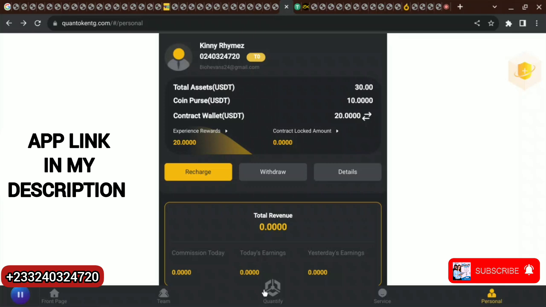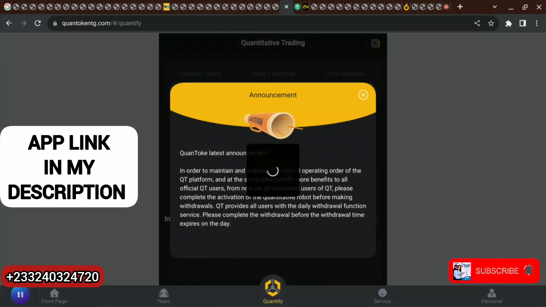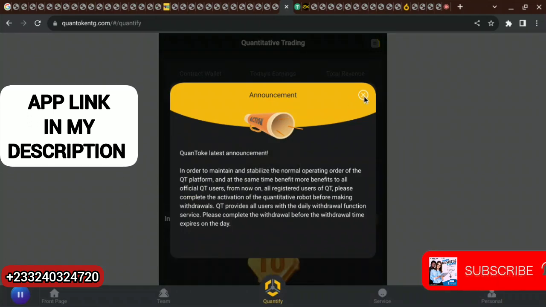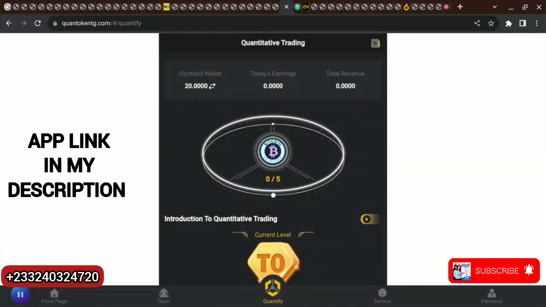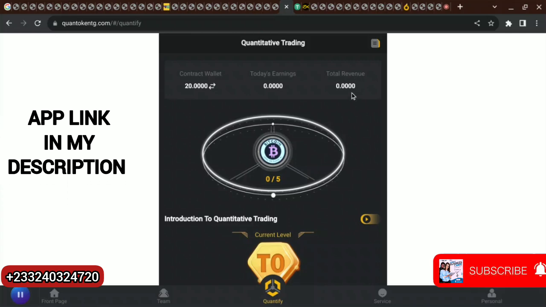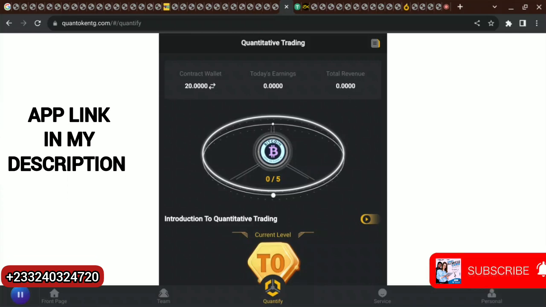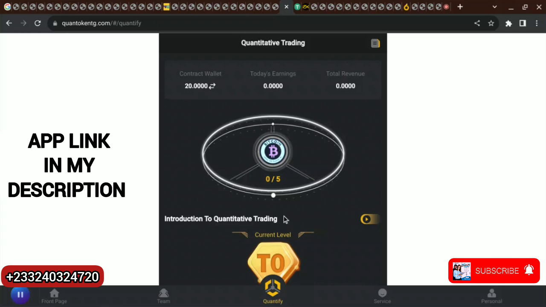So let's go. We go to Quantify. You read the announcement and things. This is how it is. The contract wallet is 20. I haven't earned any money today, and I haven't earned any revenue today either. So this is the current level.